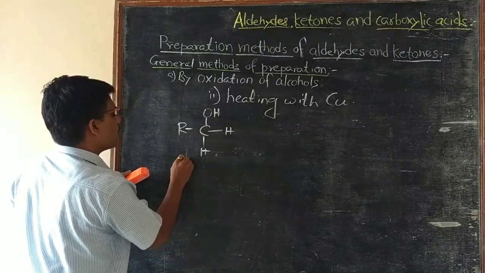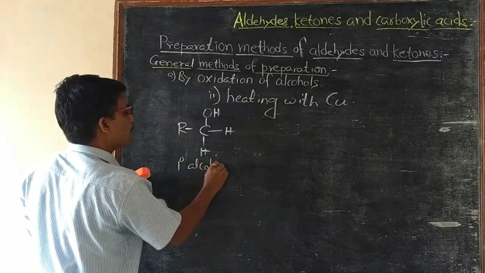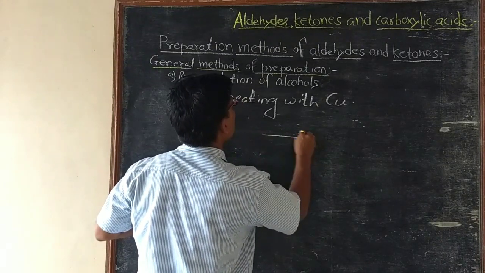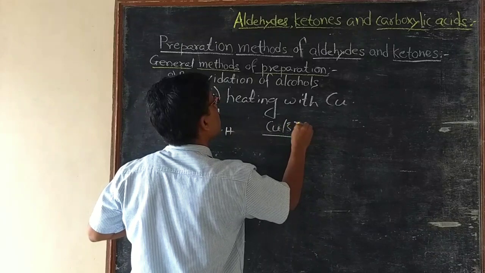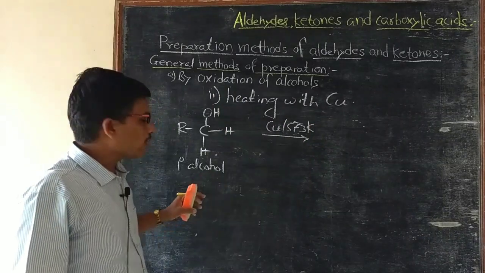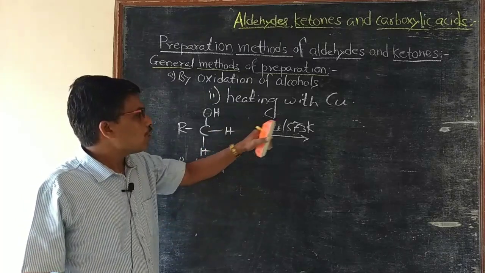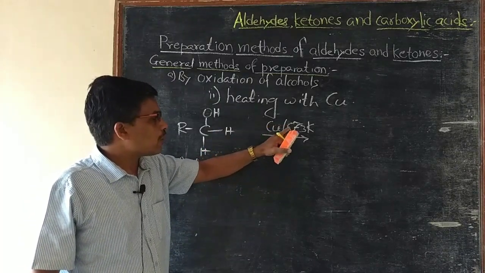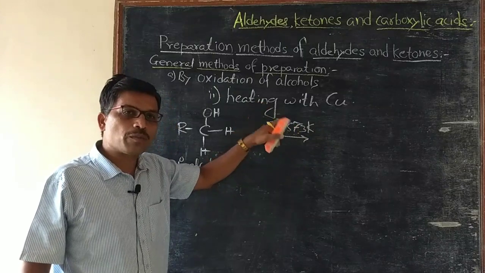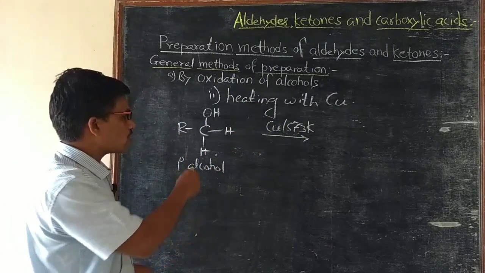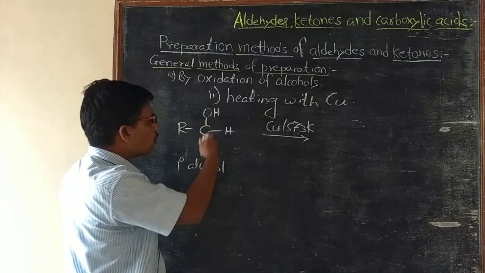It is primary alcohol. When vapors of primary alcohol are passed over hot, that is at 573 Kelvin, copper powder, then oxidation takes place. Here oxidation is removal of hydrogen.